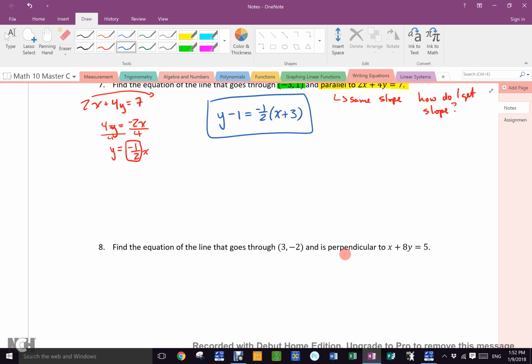I don't like to say negative reciprocal because if it already starts negative, you guys think that it stays negative. So I like to use the word opposite reciprocal. So, does anything change in number 8? Not really. I do all the same steps, but I got to remember one concept.